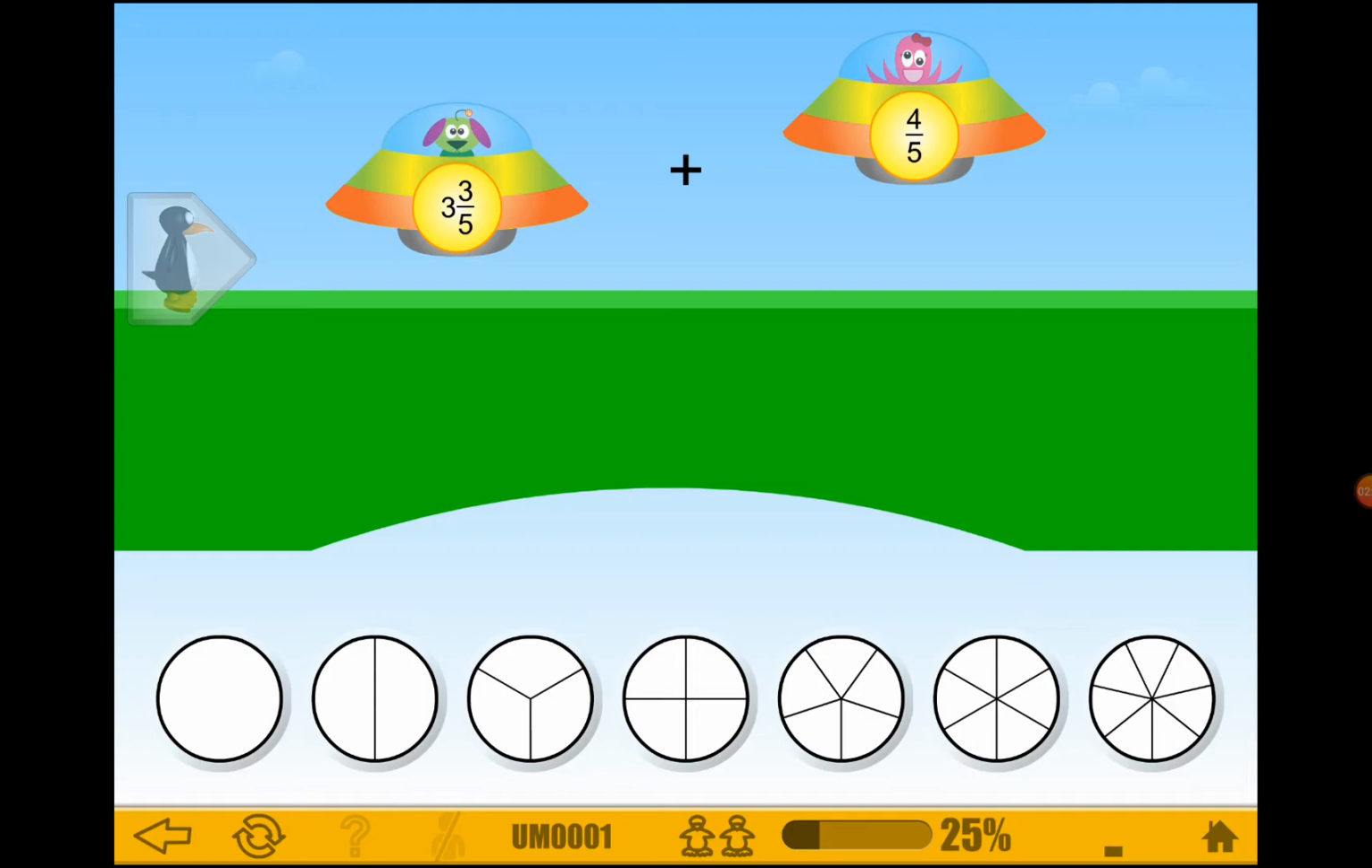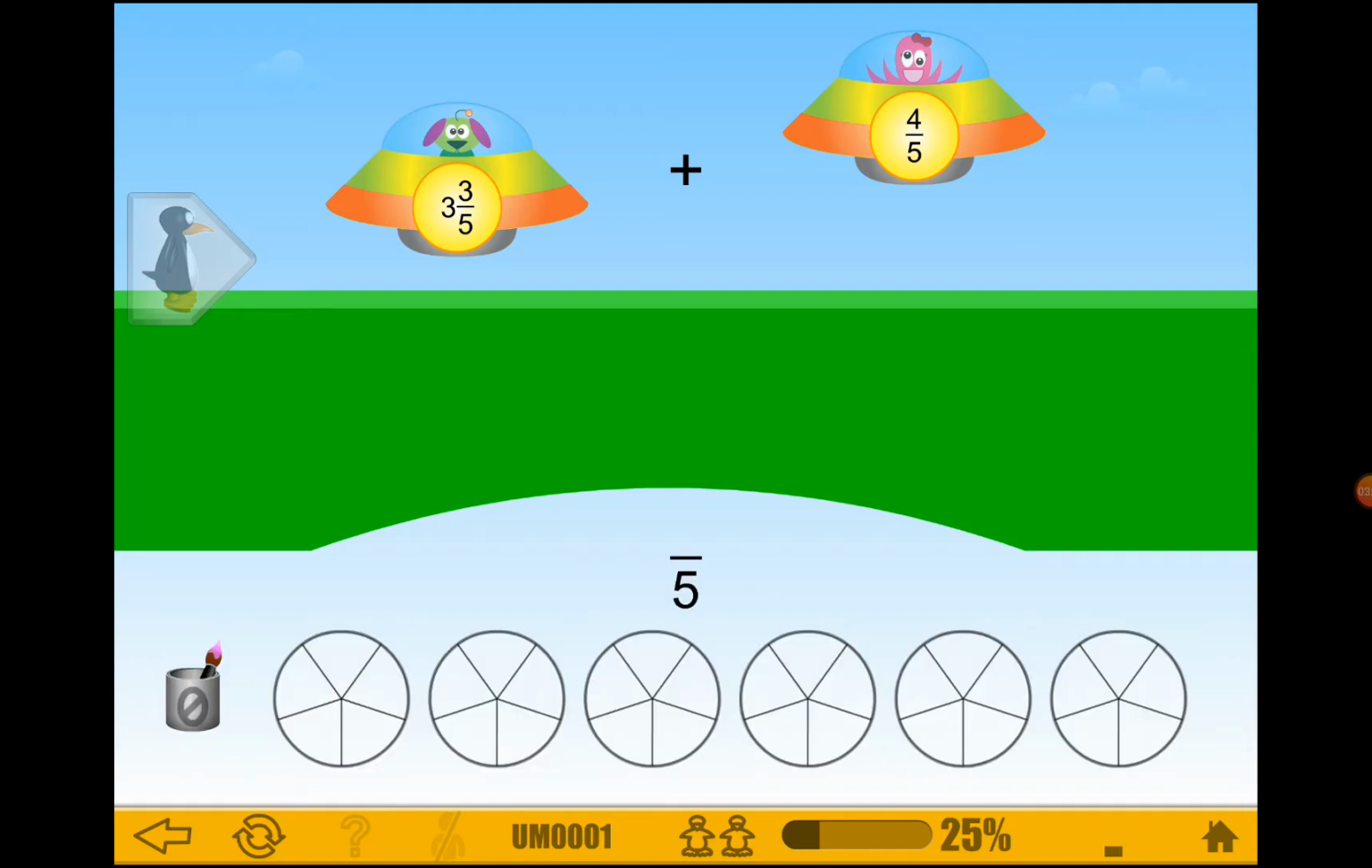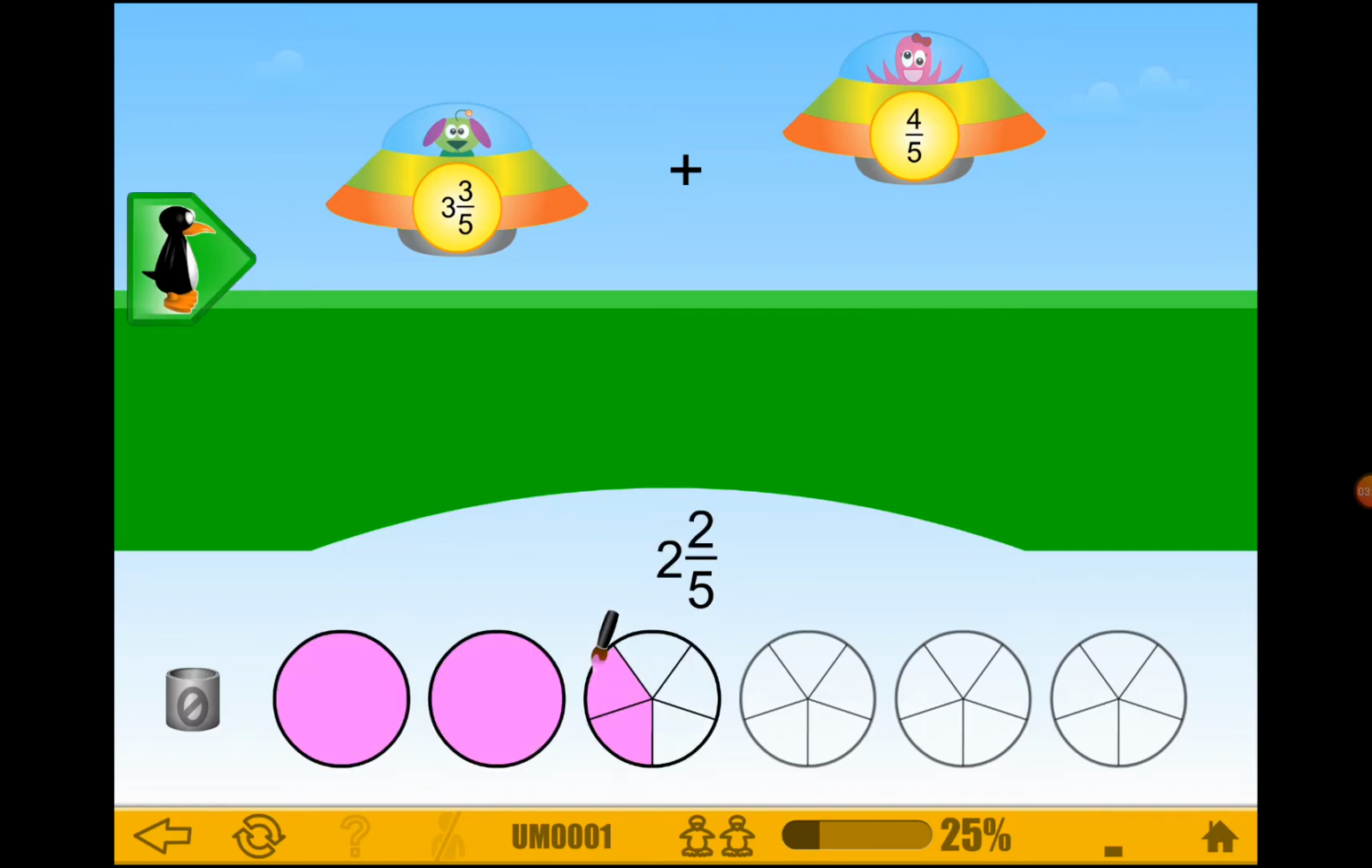Okay. Now let me just pick the right one. 5. And then we check how it goes. Oh, it goes like that, so we can do it like that. So let's see. It's 3, 7 over 5. 3, 7 over 5, okay. 3, 7 over 5. Let's find it.